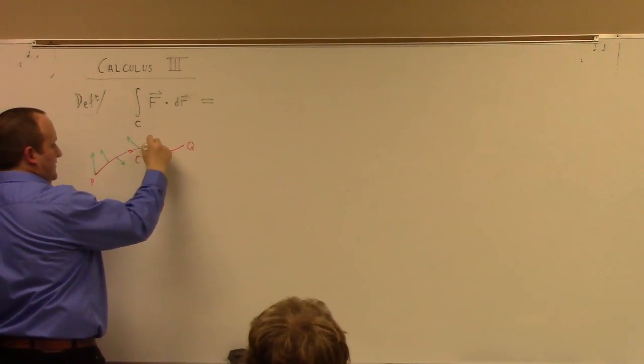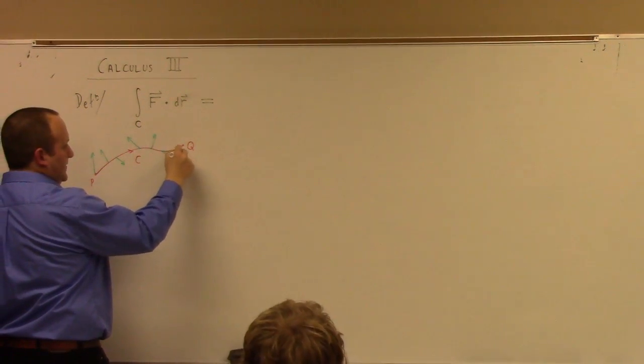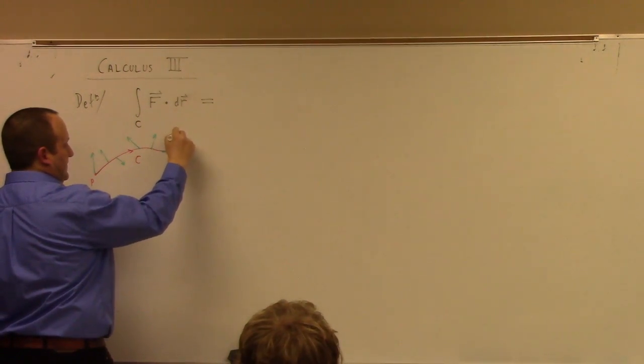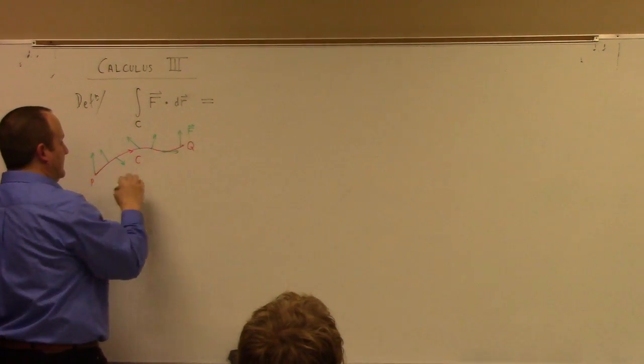Doesn't have to line up with it. It could be perpendicular. It could line up with it. It could do all kinds of crazy stuff. Anyway, here's a picture of the vector field f.